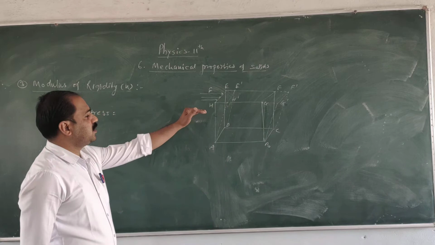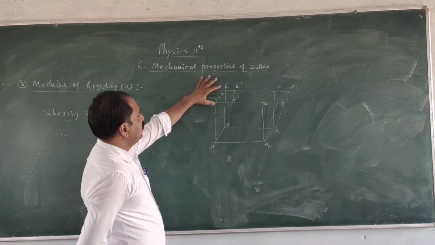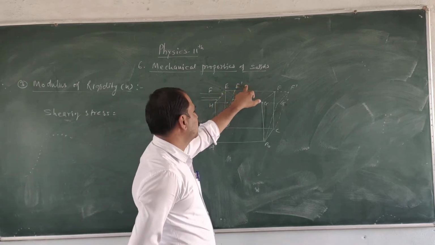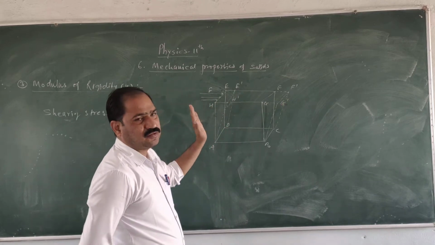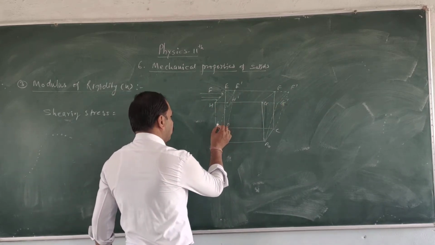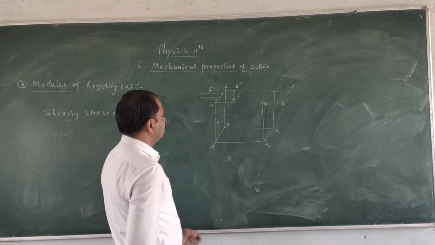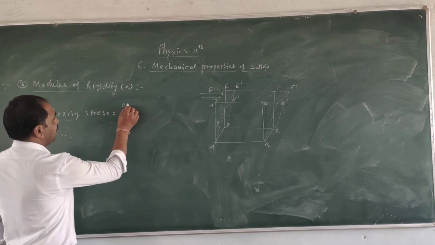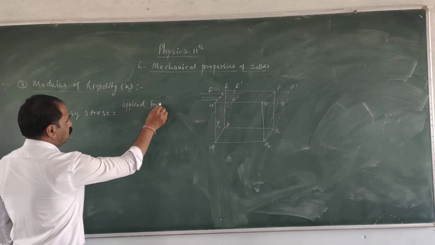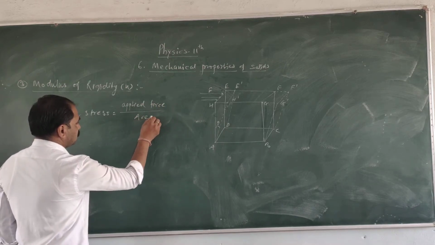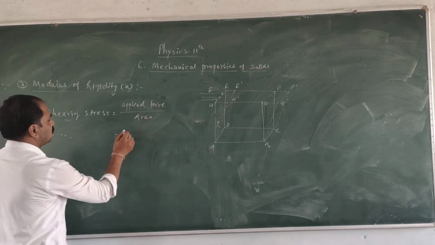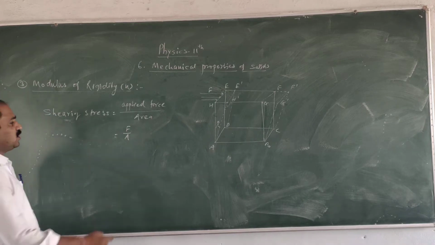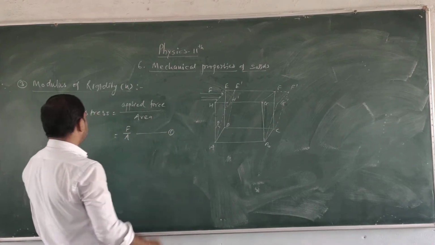So when the force is applied at the top face of the cube, EH is the edge, and E displaces to E dash, F displaces to F dash, and H displaces to H dash. Here an angle theta is formed. Therefore the shearing stress is equal to the applied force upon area, F upon A. This is your shearing stress. Equation number 1.